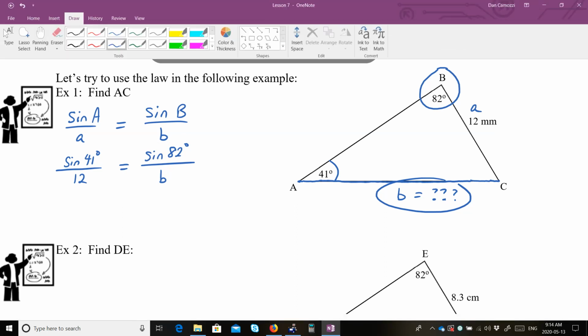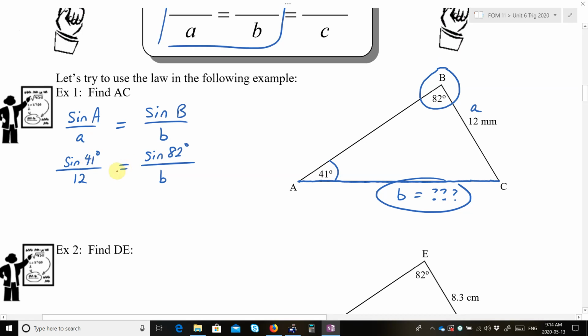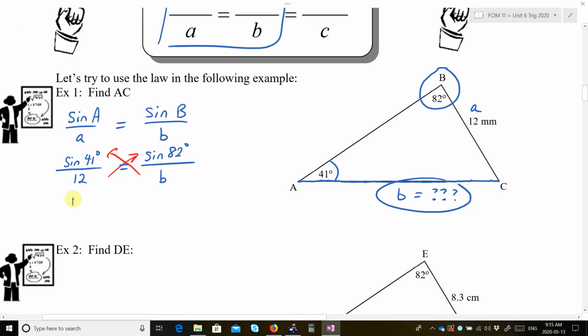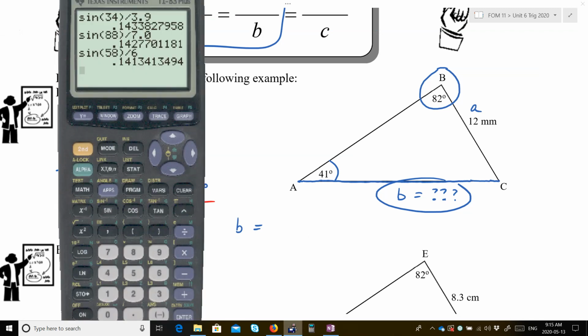Okay, and so when you have one fraction equal to another, we can start with just cross multiplying, and we will get b times sine of 41 degrees equals 12 times sine 82. And then to get b by itself, notice that it's being multiplied by sine 41. I am just going to divide both sides by sine 41. And b will equal this whole big expression here. So b is equal to 12 sine 82 divided by sine 41.